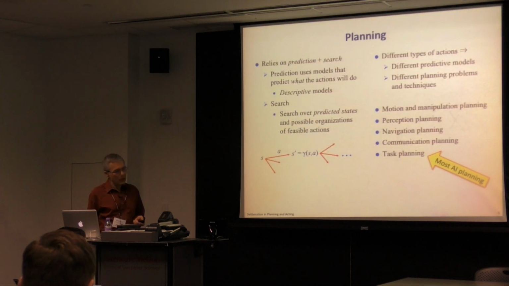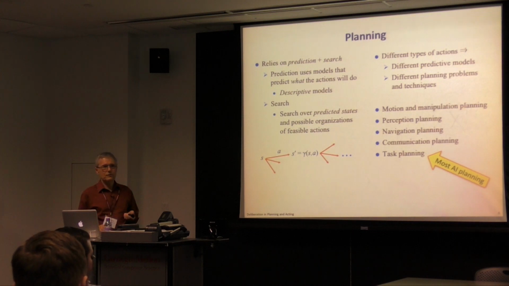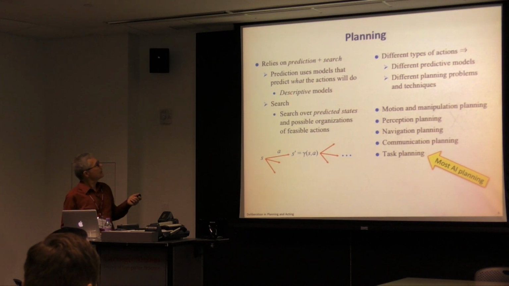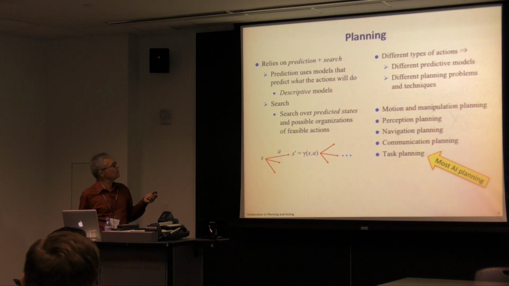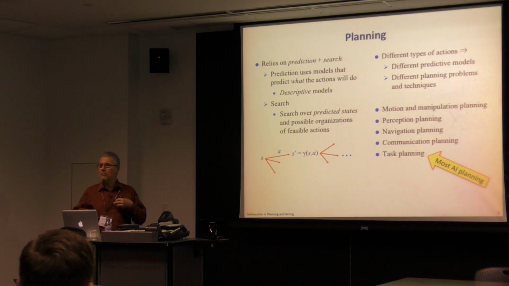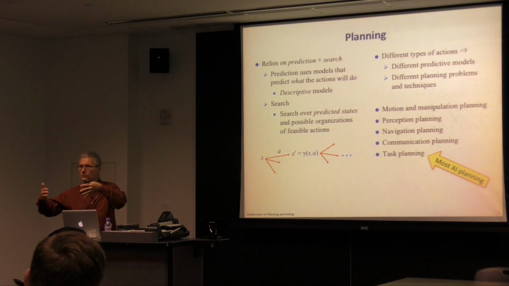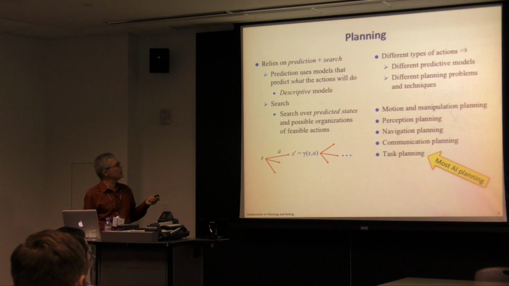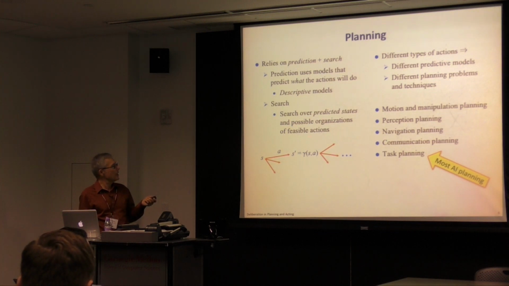Okay. So a little bit more about the definite difference between planning and acting. Planning normally depends on prediction and search. The prediction uses models that talk about what the actions will do. So these are descriptive models. And the search is done over predicted states of the world and possible ways to organize the feasible actions.